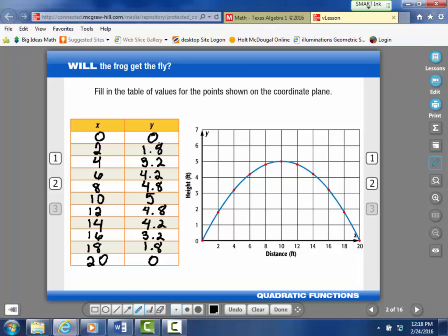Okay, so you'll notice each of my y values has a double, except for the 5. The 5 didn't have a double. It's right up here at the top, so that was my maximum. My maximum doesn't have a double.